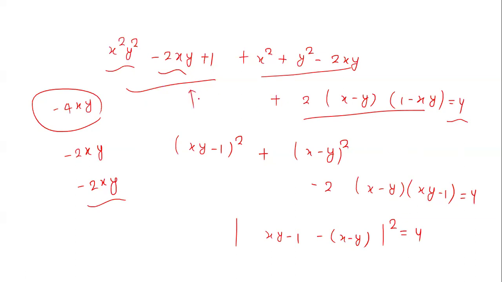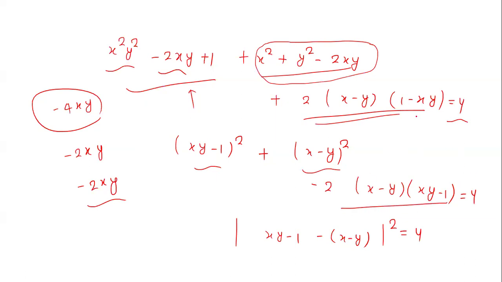Now you can see that we can write this as (xy − 1)², and this thing we can write as (x − y)². The middle part remains as it is, just written as minus of (xy − 1)(x − y). So one term is this, the second term is this, and there is minus 2ab. You can easily see that. So this becomes (xy − 1 − (x − y))², and it is equal to 4. So this is becoming one complete square.